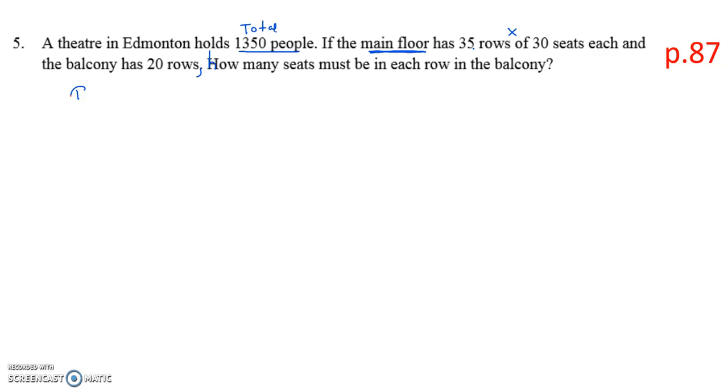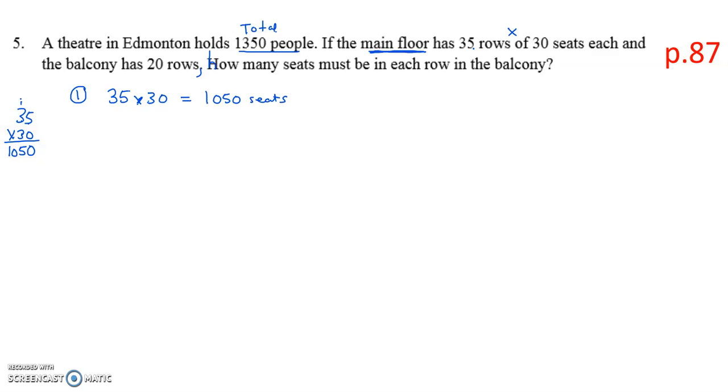I'm going to set up my first plan, which is to multiply the 35 times the 30. I need to know how many seats are on that main floor. So I'm going to solve that over on the side. 35 times 30. I'm going to bring down that 0. 3 times 5 is 15. Carry my 1 up. And 3 times 3 is 9, plus 1 more is 10. So there's 1,050 seats on the main floor.